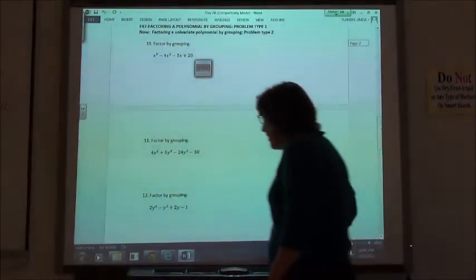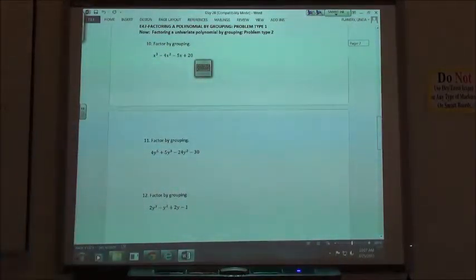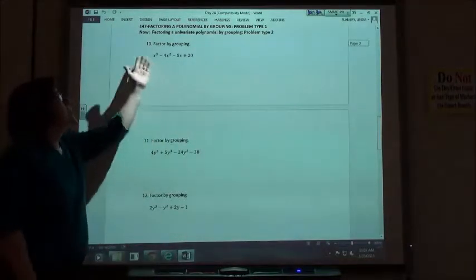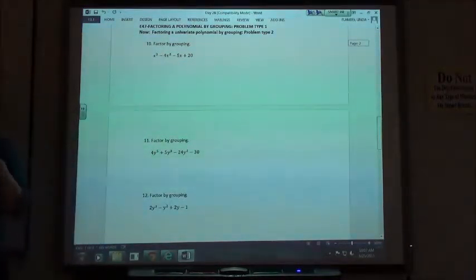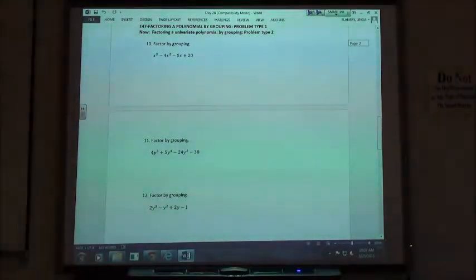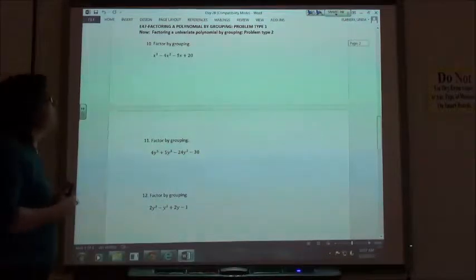Number 10, and probably the rest of the page, is all going to be factoring by grouping. You do factoring by grouping when you have 4 or more terms. We're just going to do it with 4 terms in different variations. Sometimes you need to rearrange them. Sometimes you can just leave them in the order that they're in. But what you're looking for is you want to pair up things that have something in common.